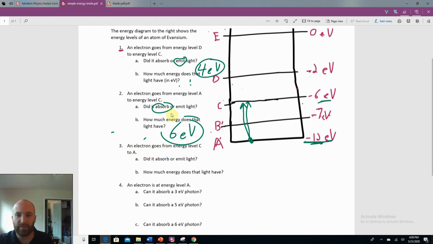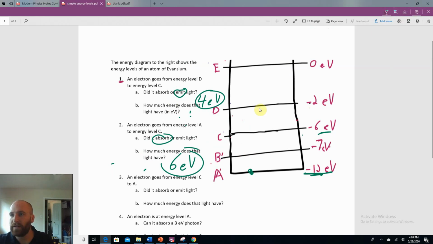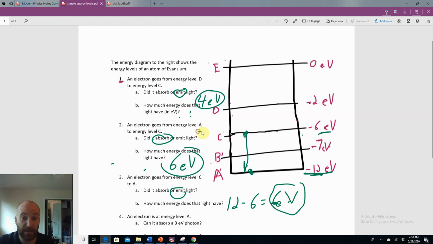Number 3, an electron goes from C to A. All right, we're going from C to A. So now we're going sort of the opposite way, from C down to A. Okay, did it absorb or emit? Well, we went down in energy, so we must have emitted light, because we're lower. We lost energy. We emitted it. How much energy does that light have? Well, from 6 to 12, again, 12 minus 6 is 6. If you were really paying attention there, you might have noticed that these are the same thing, A to C and then C to A, but backwards. So it's just the difference between did we absorb 6 or release 6.